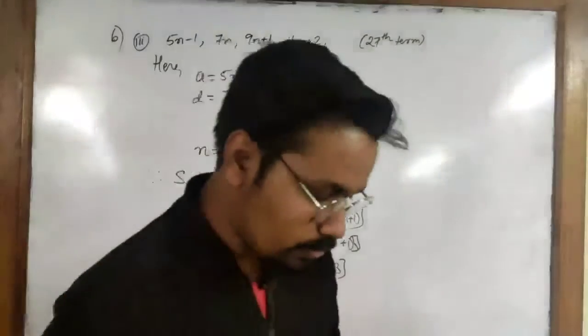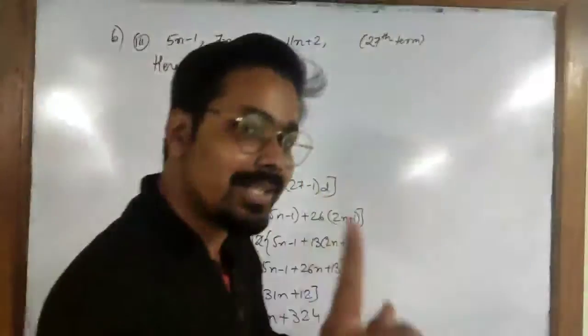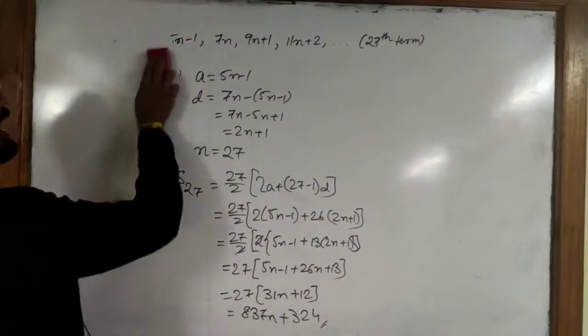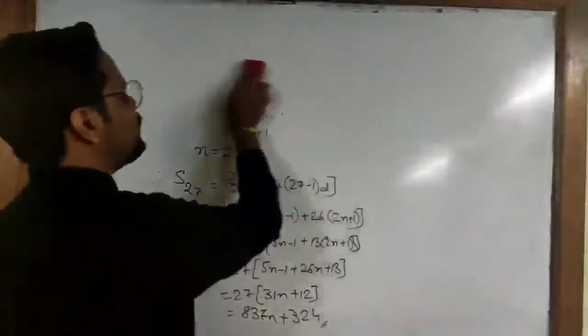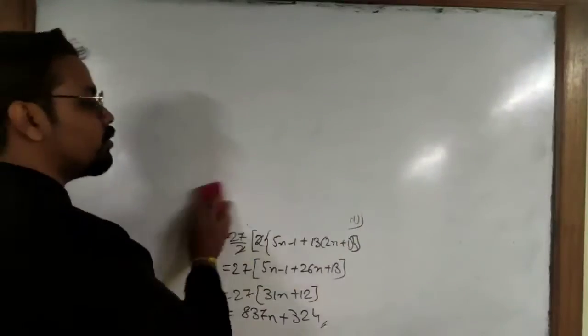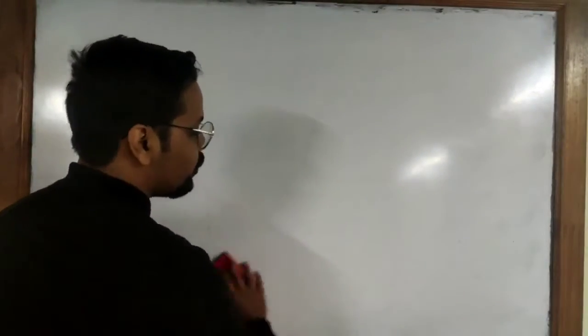Okay, so now let us move on to question number 7. I am doing one sum of each type so that you get the idea and you can solve the others. There is no use of doing all these sums because they are all of the same type. That's why I am doing one from each.